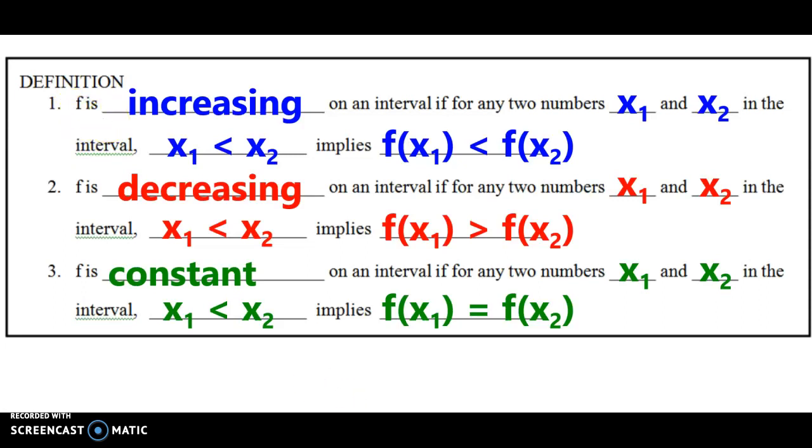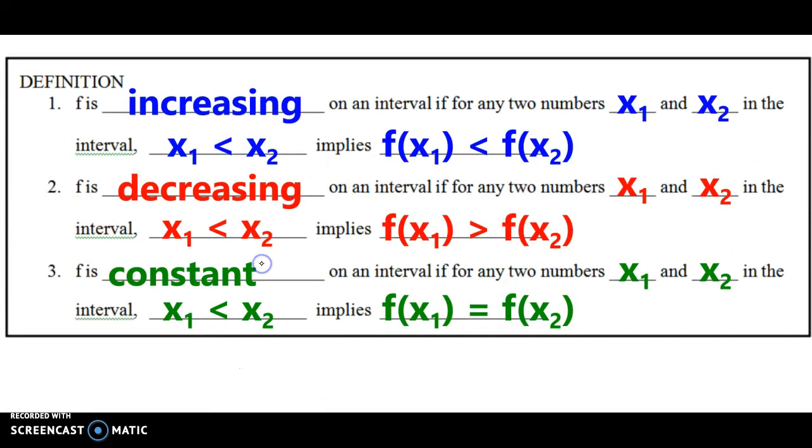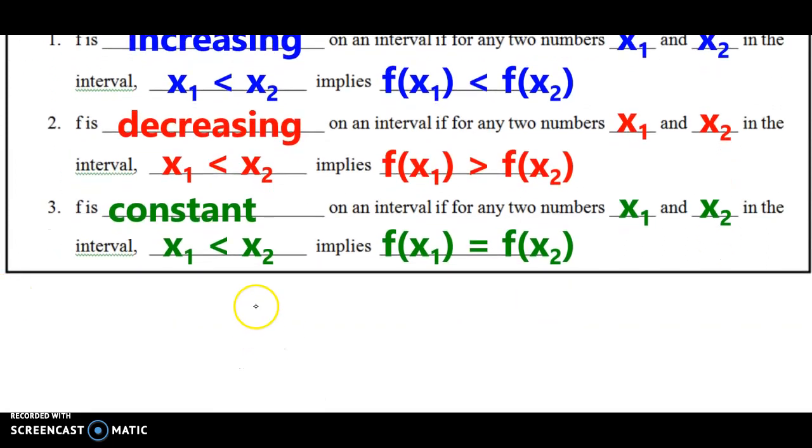Okay. The function f is increasing on an interval if for any two numbers x1 and x2 in the interval, so some x value 1, some x value 2, that x1 is less than x2 implies that f of x1 is less than f of x2. Let's just show that visually because there's going to be lots of questions, and before we move on to decreasing, it's important for us to understand.